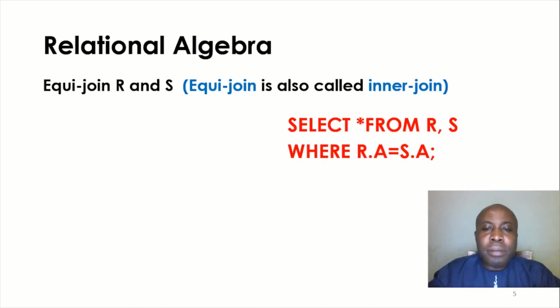The command to be used is this one. So we are going to check the rows where column A in the R relation are equal with rows in the A of the S relation.